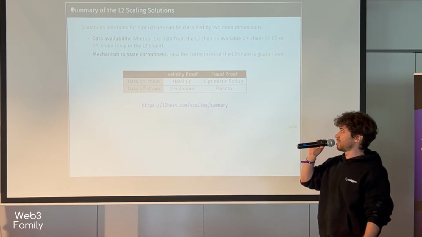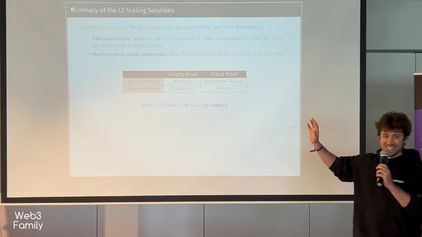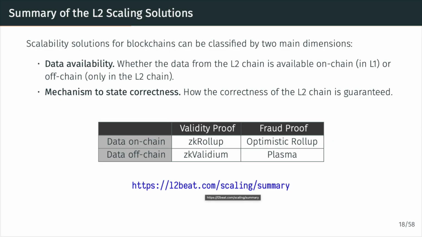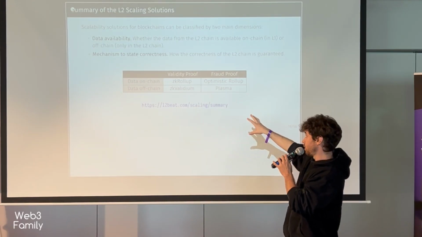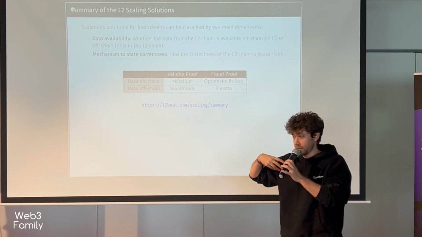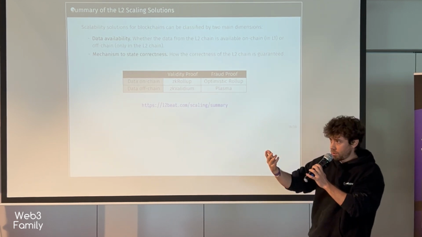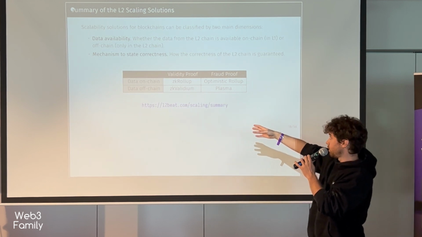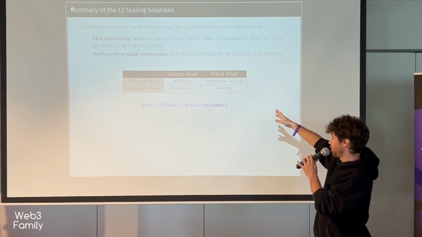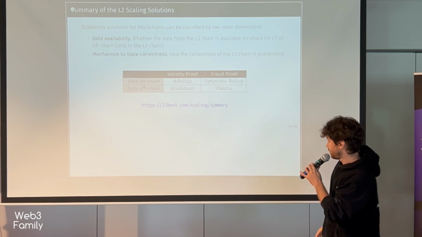This is not a question, it's a summary. Let's do a small recap on what we've been seeing. Depending on if the data is on-chain or off-chain, we have zk rollups and optimistic rollups if the data is on-chain, and if the data is off-chain, we have validiums and plasma. And depending on if we prove the computation with a validity proof, we have zk rollups and validium, and with a fraud proof, we have optimistic rollups and plasma.